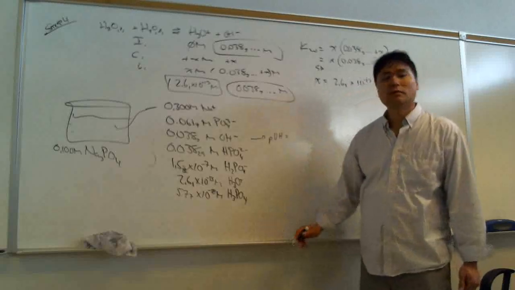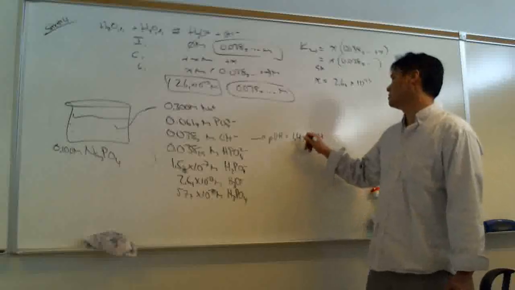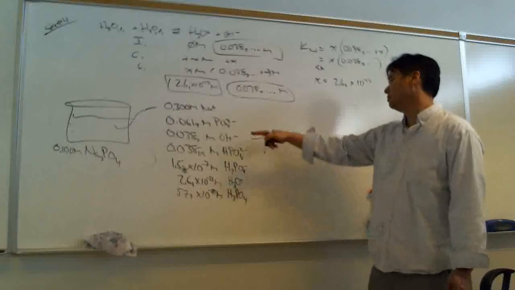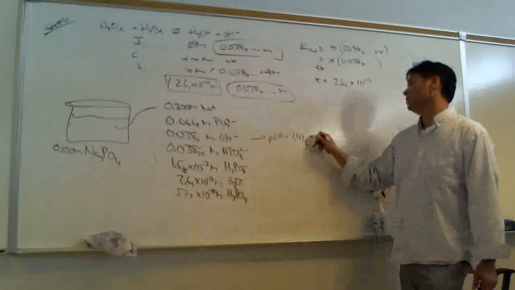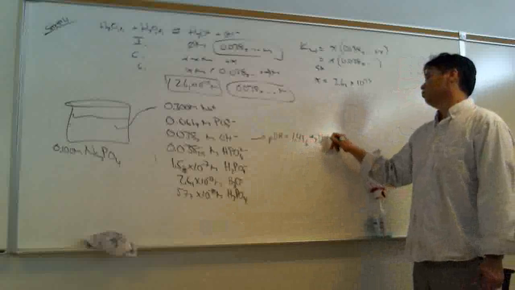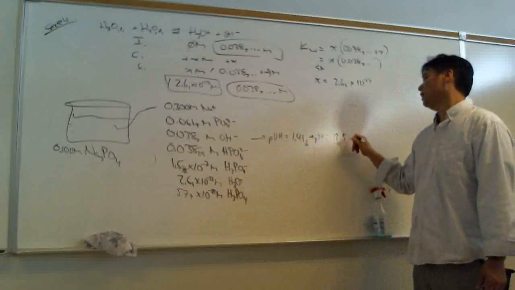What is it? 1.41, which means the pH, well actually give me one more digit because we're allowed two. 1.416. And so the pH is equal to 12.584.